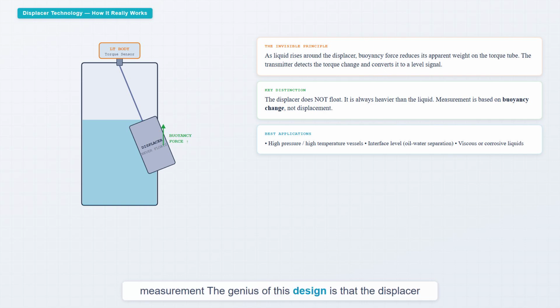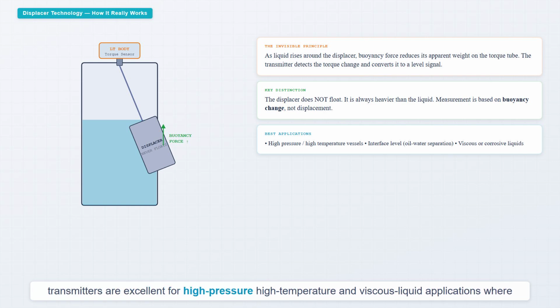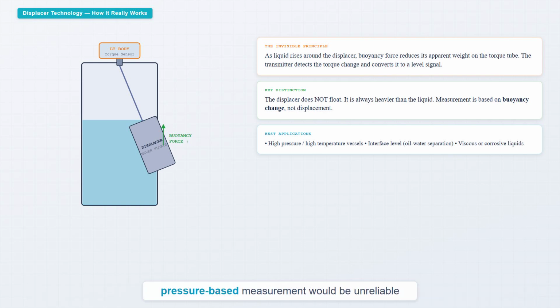The genius of this design is that the displacer never floats. It always remains heavier than the liquid, so the measurement is based on buoyancy change, not displacement. Displacer transmitters are excellent for high pressure, high temperature, and viscous liquid applications where pressure-based measurement would be unreliable.